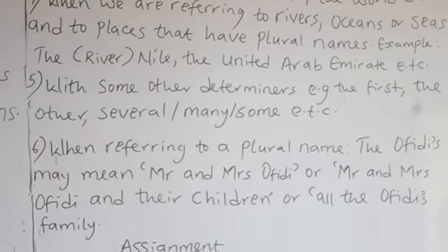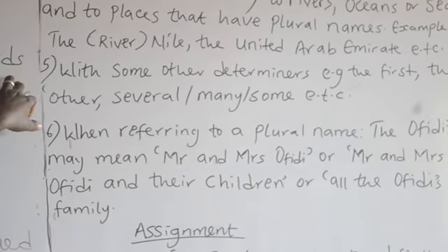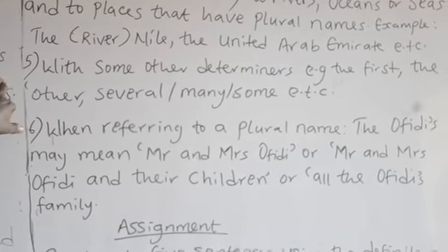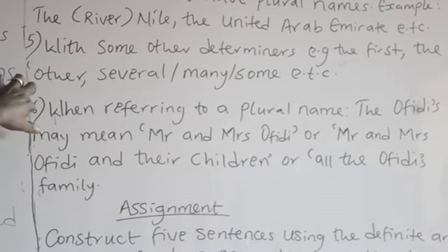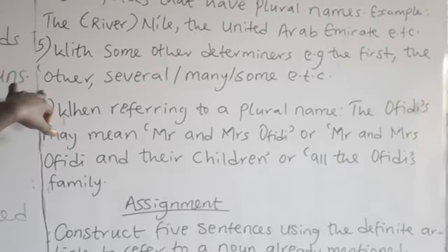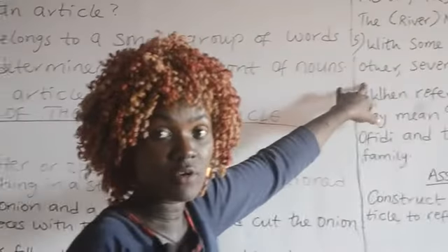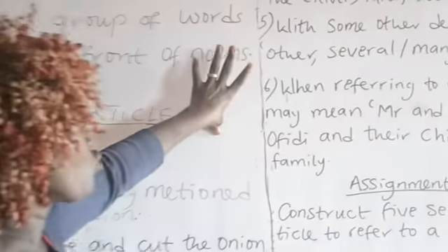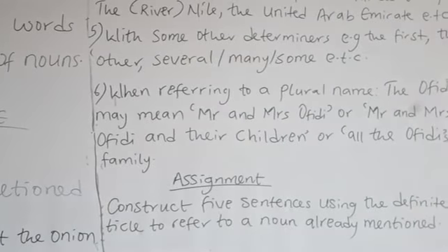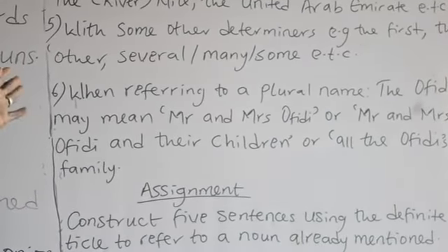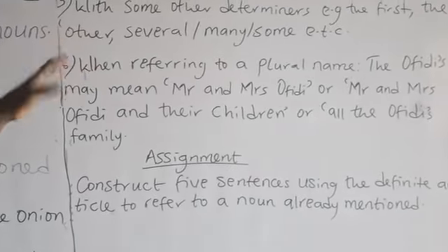Another use of the definite article: we use the definite article with some other determiners. For example, the first. First is a determiner. The first, the other, the several, the many, the some. That's for the use of the definite article. We use it with some other determiners, as we have on the board: the first, the other, the several, many, some, etc.